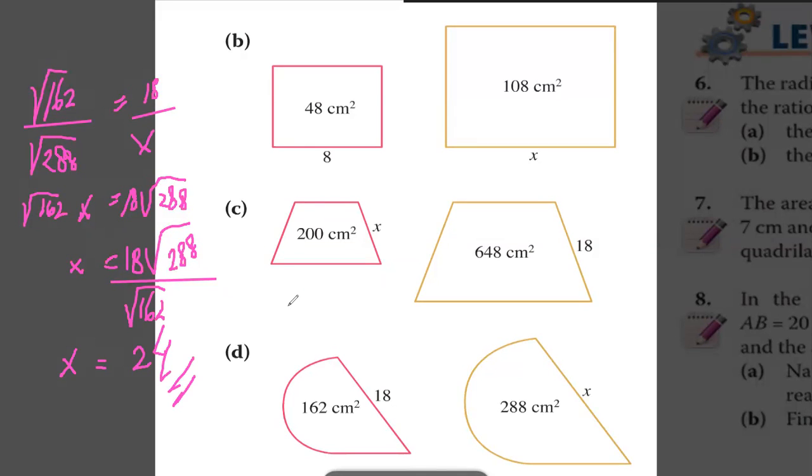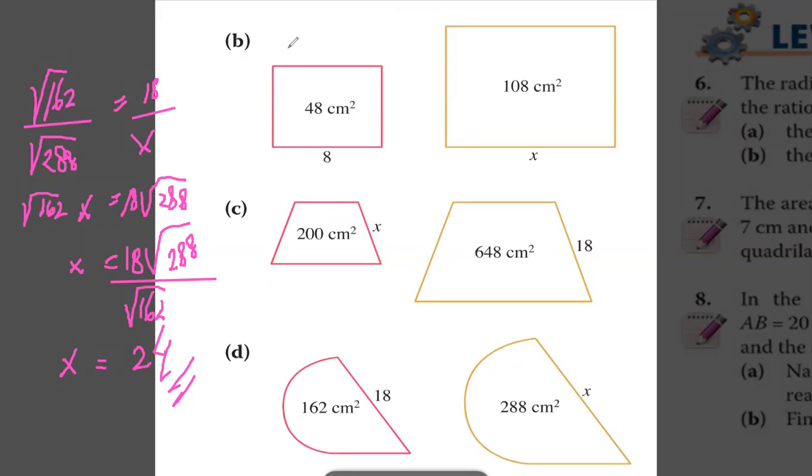Okay, good job. Correct, x equals 24. Okay. You still confused? Who is still confused? I'm still confused. Which number? Letter C, Miss. C? Yes, yes. C. Okay, we go to C.